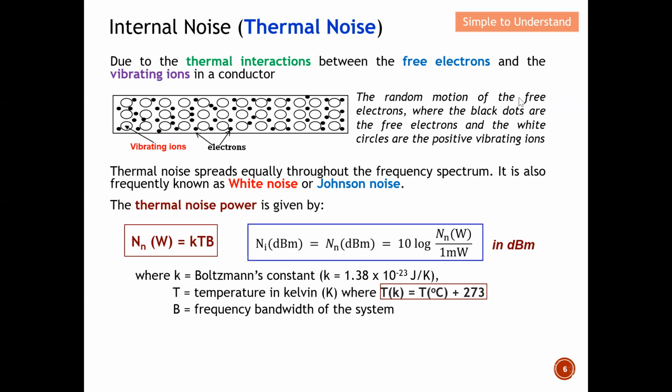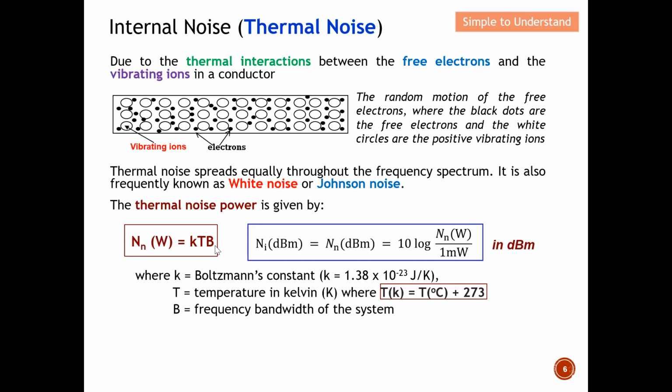The random motion of the free electrons, where the black dots are the free electrons and the white circles are the positive vibrating ions. These positive vibrating ions have energy and are vibrating, and when they hit the electron, basically this is how we create this thermal noise. Thermal noise spreads equally throughout the frequency spectrum. It is also known as either white noise or Johnson noise.